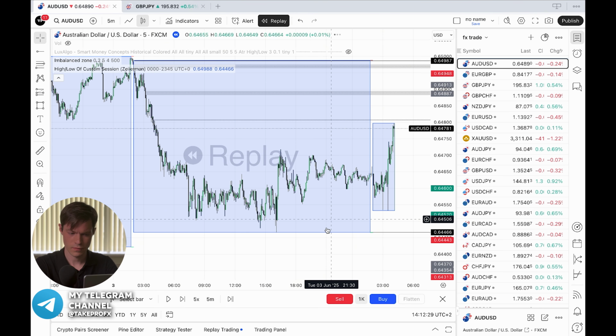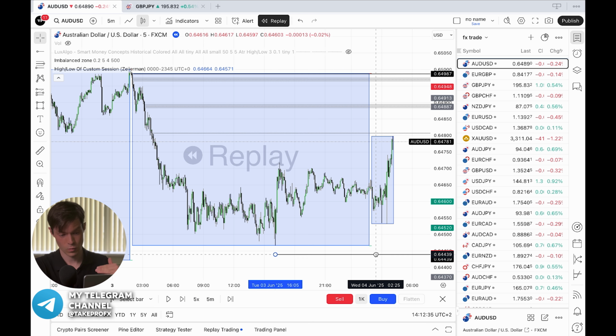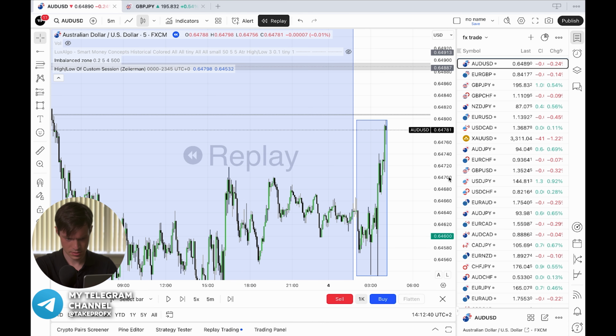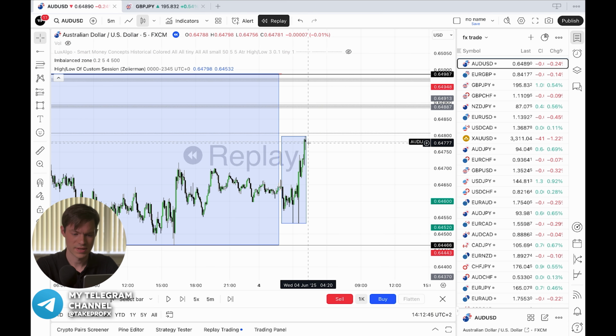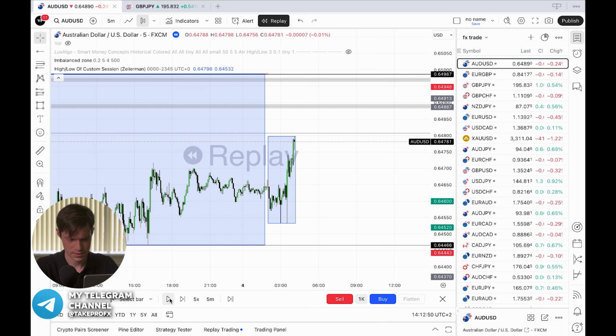So, with the help of the indicator, we can immediately see the upper limit, that is the maximum of the previous day, and the lower limit, that is the minimum of the previous day. Everything is clear here. Next, at this point, I understand that there is no point in opening a trade at all. We are waiting for either an approach to the upper limit or an approach to the lower limit.